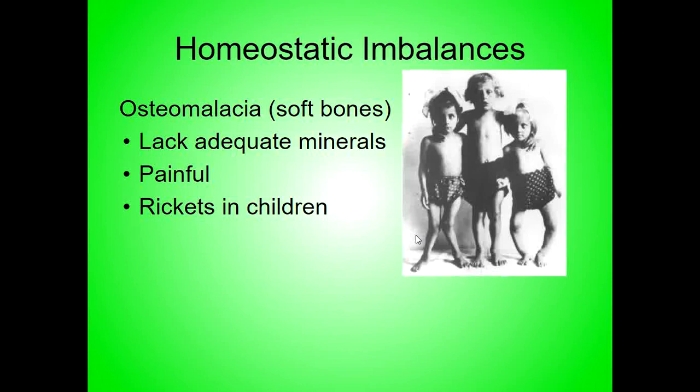Basically, these children lack adequate minerals, and as their torso gets heavier, it pushes down on their legs, and their legs never hardened, so they begin to bow. They may bow in like the child on the left, or they may bow out like the child on the right. We know it as rickets.